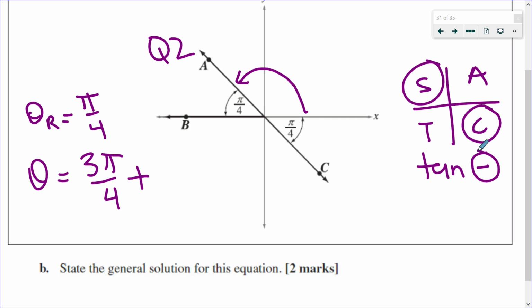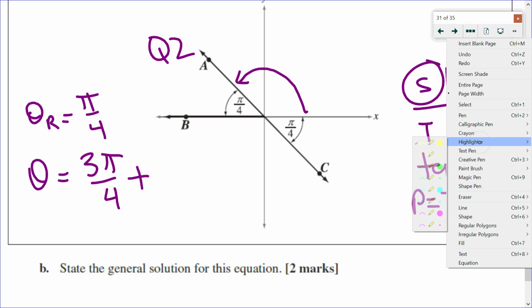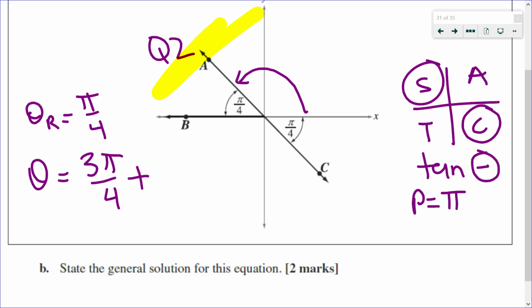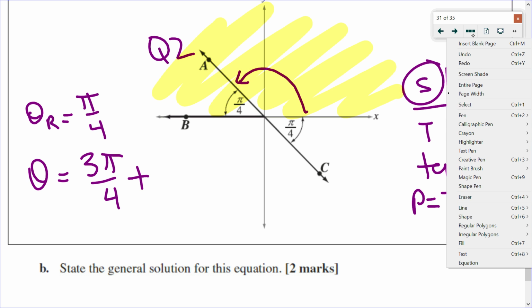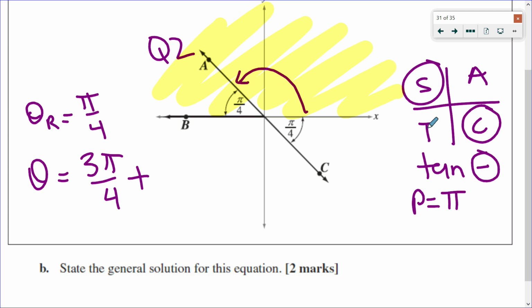Remember, when we find general solutions, we find all of the solutions between 0 and the period and add on multiples of the period. Well, tan has a period of pi. So my solutions should only be from 0 to pi. If I highlight it, my solutions should only be in here from 0 to pi. So that angle down there, I don't need to state the solution for that. This is a really good question because they're testing you to see, do you recognize this is a tan function? Do you know that the period of tan is pi?